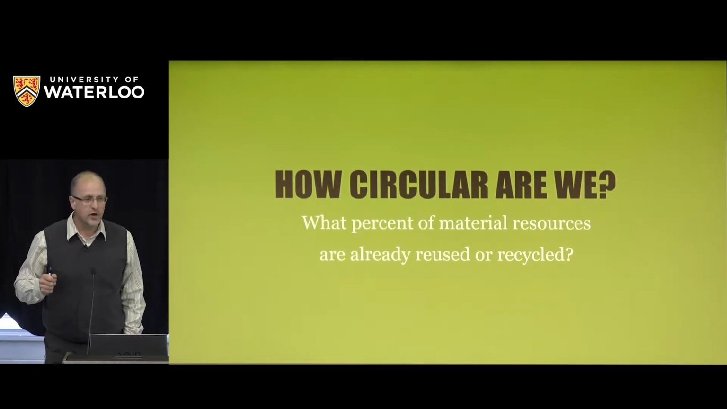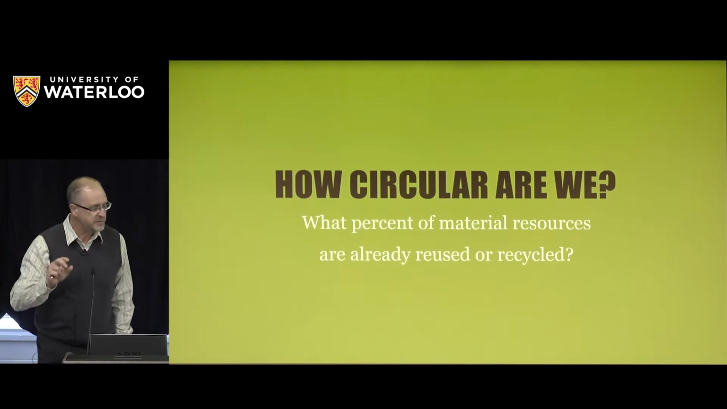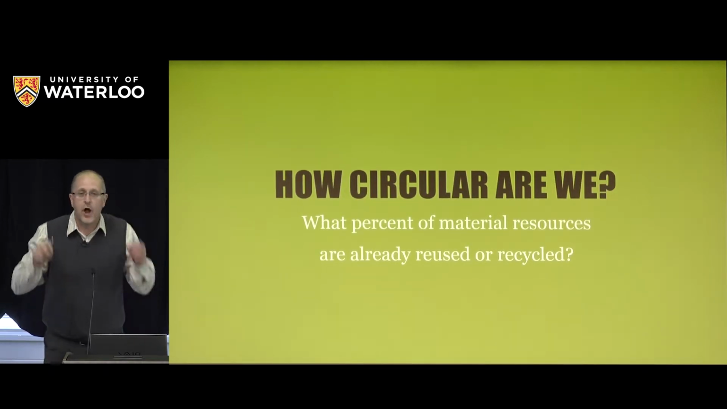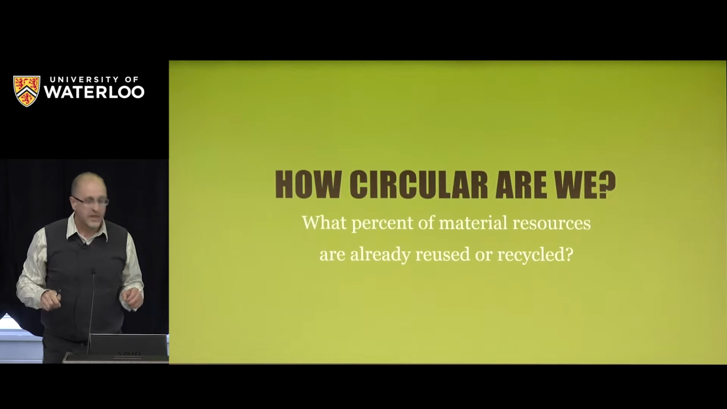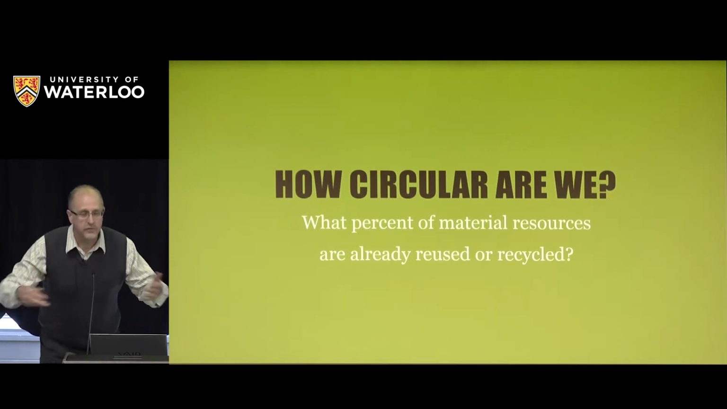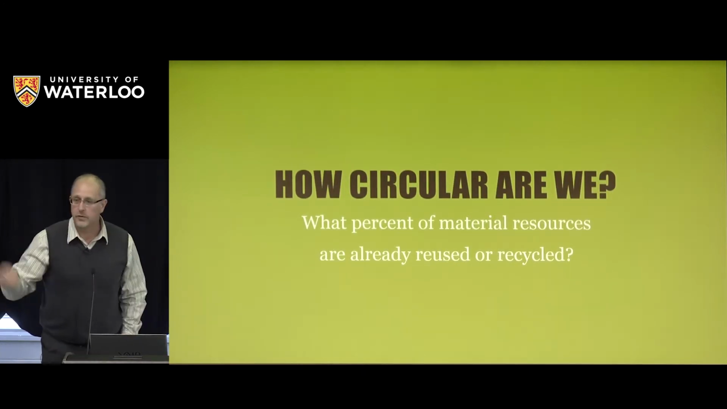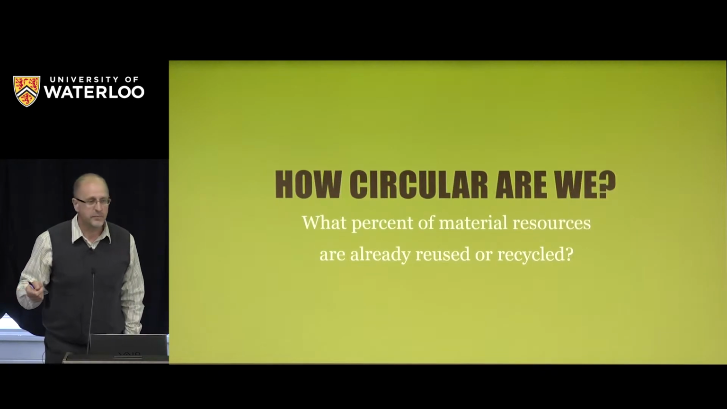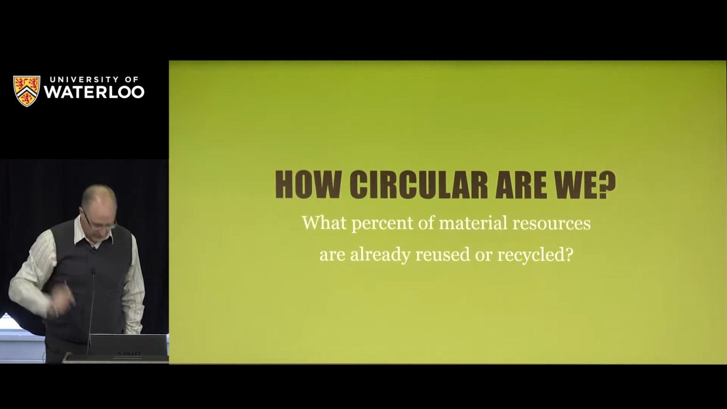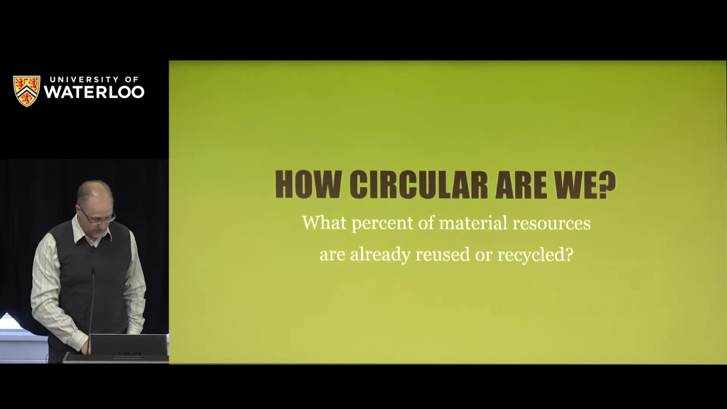How circular are we? And I'll give you the equation. What percentage of material resources that are in use are recycled or reused? So how much of the material is going around right now? Give me a percentage of all the materials in all the world. How much is actually circular? 25%. 10-5. Okay, we're in the ballpark.